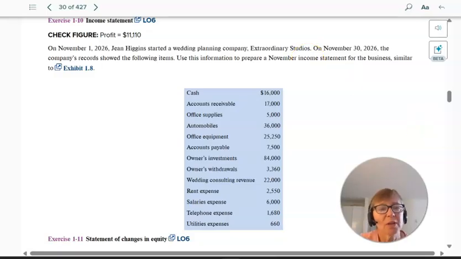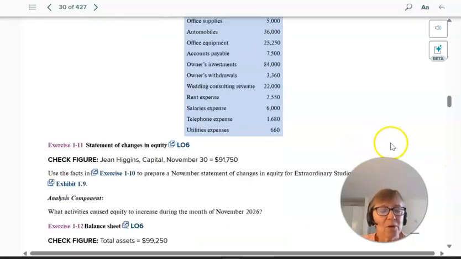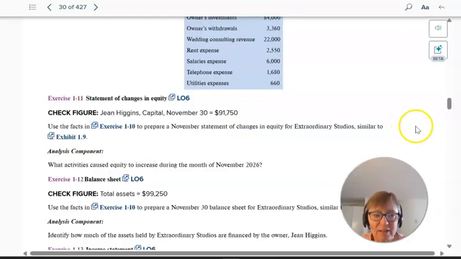Okay, so here, exercise 110, it's saying you're going to create an income statement. And it's actually giving you a check figure saying that the profit is $11,110. Let's scroll down. Now, exercise 111, it's saying the statement of changes in equity. And exercise 112 is the balance sheet.